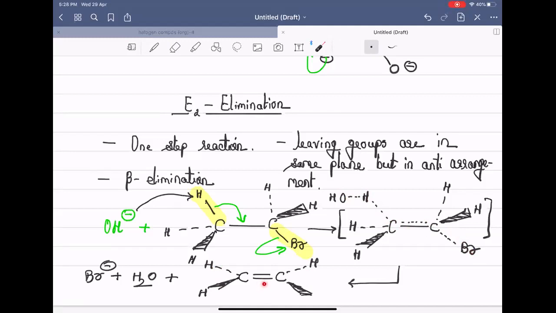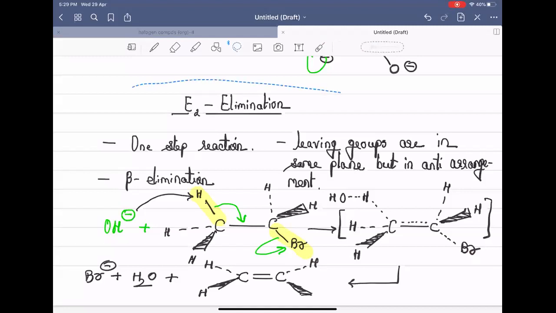But if geometrical isomerism were possible in this alkene, then trans alkene would be formed as the major product. In every such E2 elimination, trans alkene is your major product. So you don't have to worry about anything. Generally it is trans alkene which is formed as the major product. In such simple processes, you can see that it's one step, and the leaving groups are all in the same plane but in anti-arrangement to each other. I hope you have understood this.